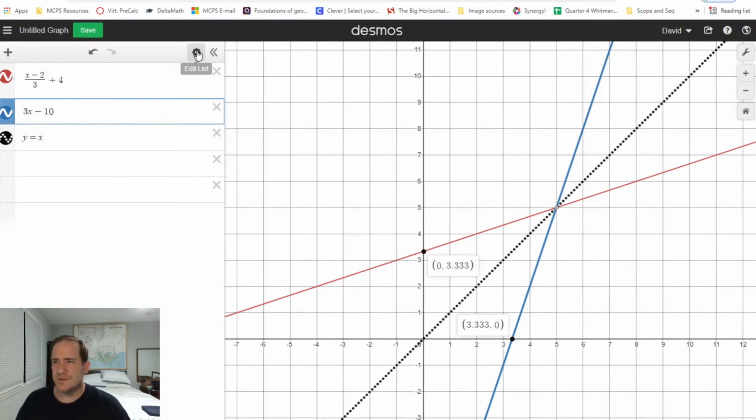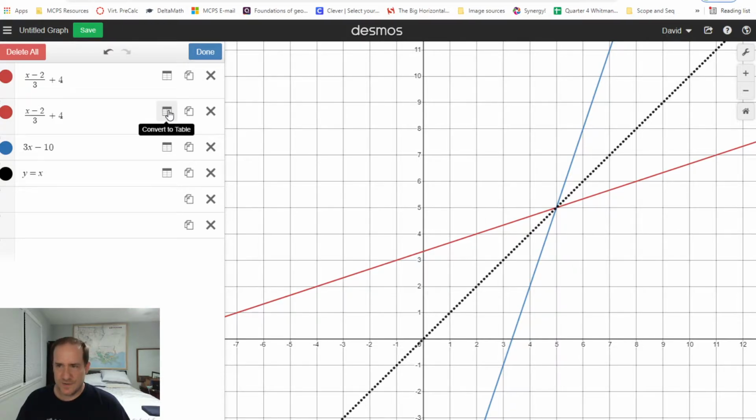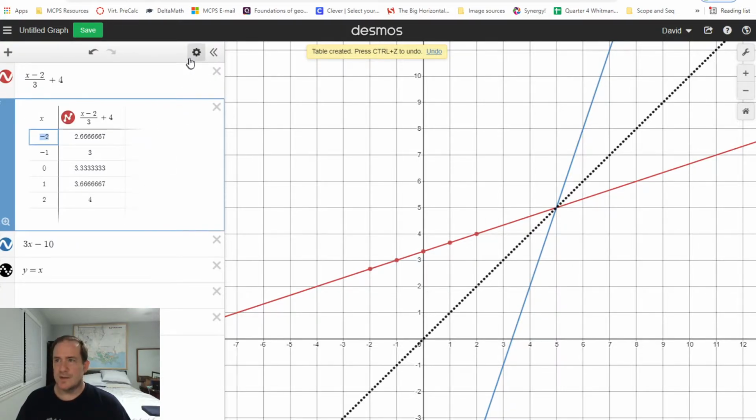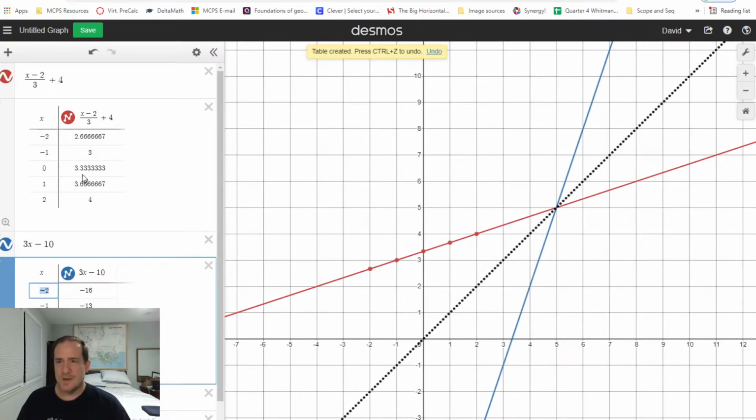What else could we do? If you're fancy, if you understand Desmos pretty well, then you can click on the little cog and then you can copy this function and turn it into a table of values. Then you can do that again. Let's take the blue function, copy it, turn it into a table of values.